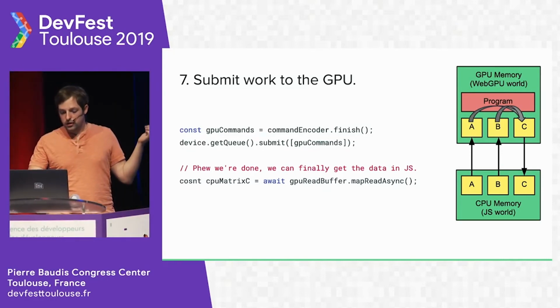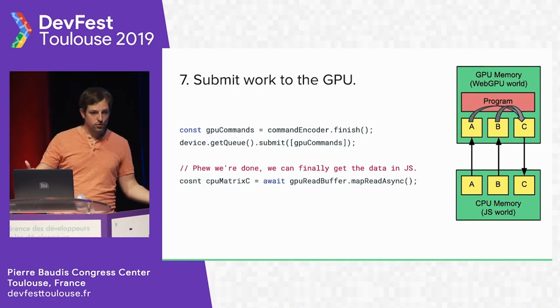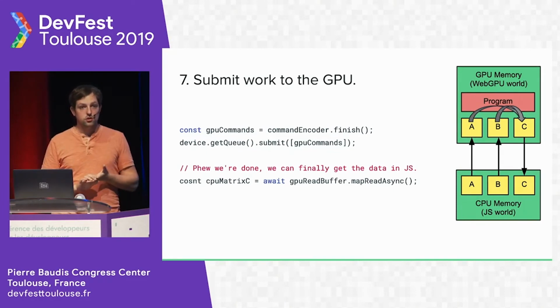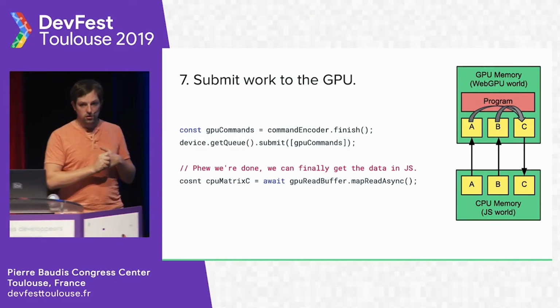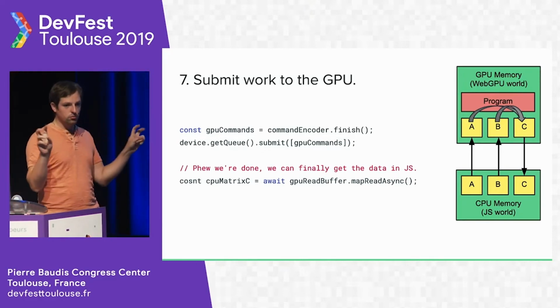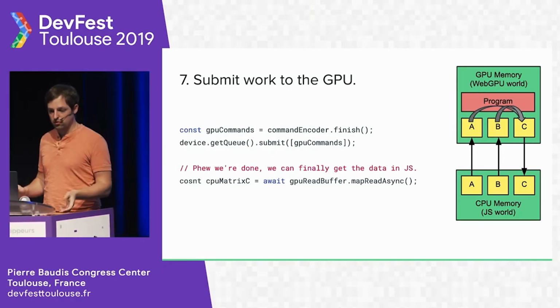Finally, when we submit the commands, it's an asynchronous process because GPUs are asynchronous coprocessors and the computations can take a long time. So to read back the data, we have to use an async function. And this gives us an array buffer object. So with this, we've done the hello compute, it's called, which is basically the simplest matrix multiplication possible on GPU.